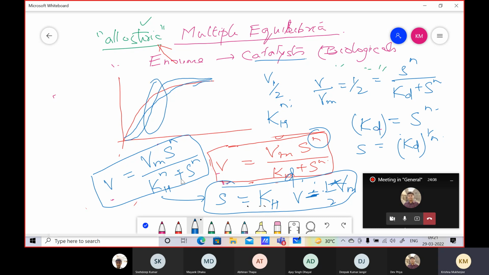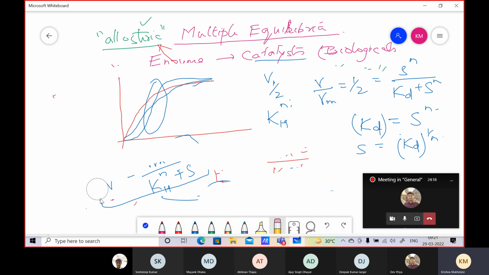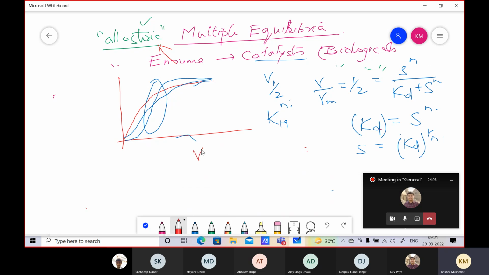For example, let us do some problems. I think we should first do problems. Otherwise, there's no point teaching theory without solving problems. For example, for a Hill equation, let us take n equal to 4, which it is not, but still, let us take n equal to 4. So we have V equal to V max S raised to 4 upon Kd plus S raised to 4. And we also compare it with the normal V max S upon Km plus S.